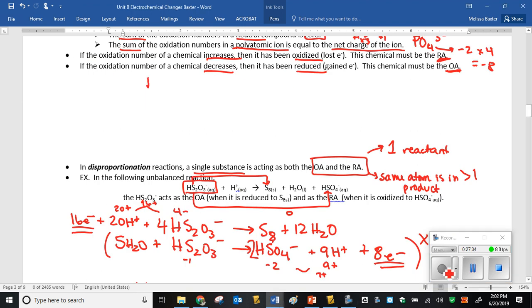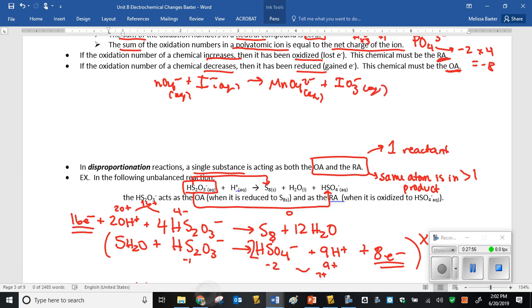So how about let's do this, MnO4 negative plus I negative, aqueous goes to MnO4 2 negative plus IO3 negative. Okay, so we'll do this one in basic solution. So similar steps, but we have to do 5 through 8 instead. Oh, I took away my M here.